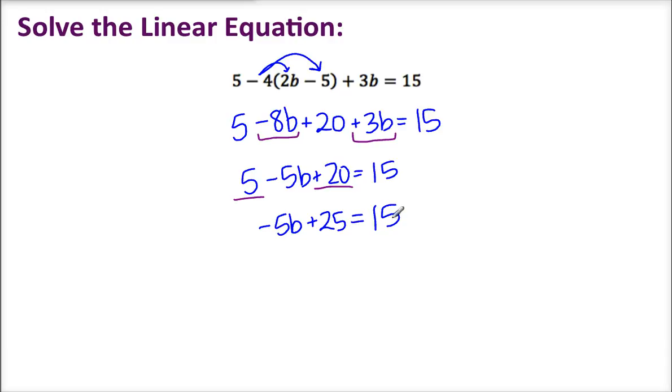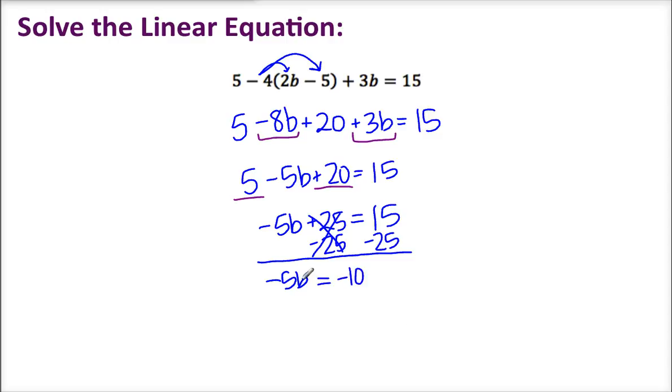And isn't this looking so much easier to solve than this big ugly thing? Yeah, I think so. I'd much rather solve this. Okay, so first step is to get rid of this 25. I need to find the zero pair, which would be negative or subtracting 25. Remember to do that on both sides to keep it balanced. So we have negative 5b, and these cancel out to be 0. So negative 5b equals 15 minus 25, negative 10.